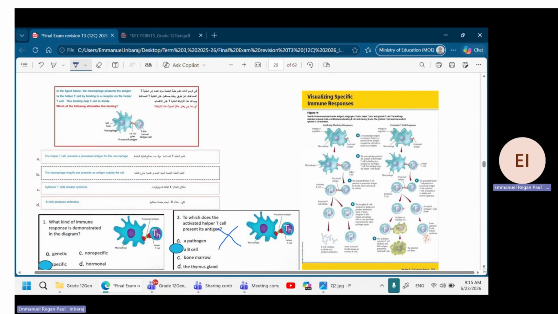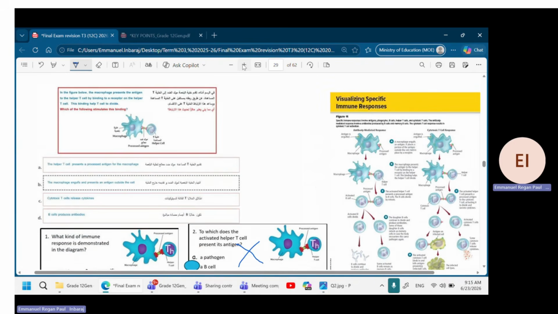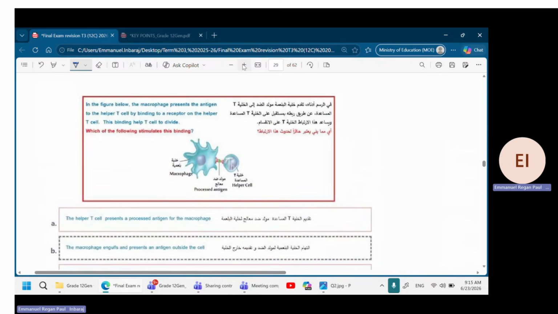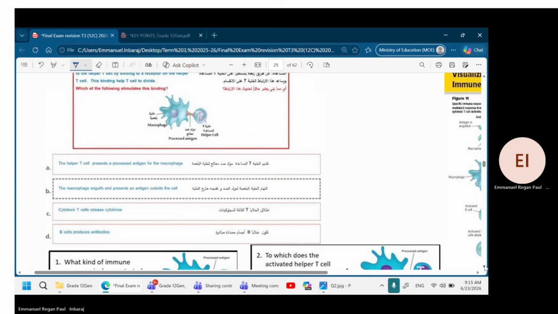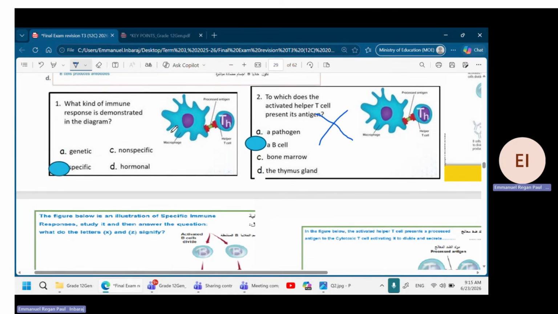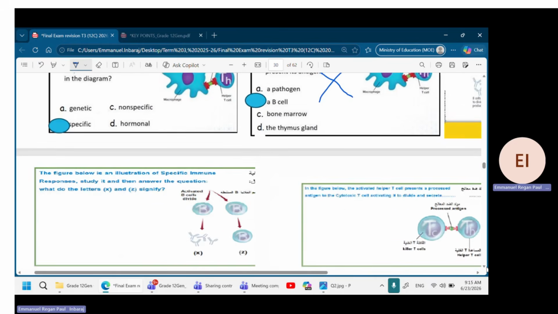See, which of the following stimulates the binding? The macrophage engulfs and presents the antigen outside the cell. This is presenting the antigen outside the cell, so this is the answer. You just need to look at it and then see. Okay, you see here, this is specific immunity.